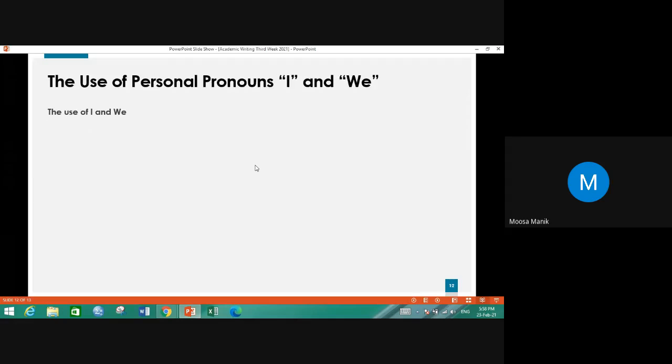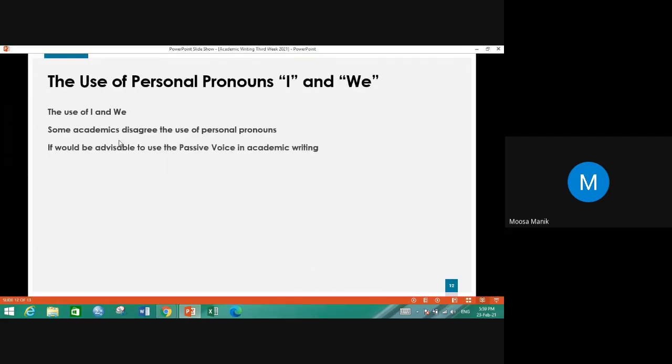So we have the use of personal pronouns I and we. In academic writing, we tend to avoid the use of the first person, whether it is singular or plural. We do not use them. I and we are most often not used. Instead, we use the passive voice. Some academics actually disagree with the use of personal pronouns, but it would be advisable to use the passive voice in academic writing. So it's an error there.